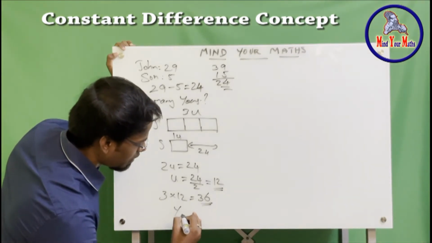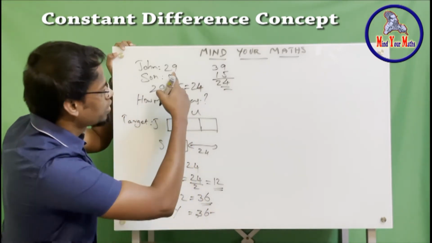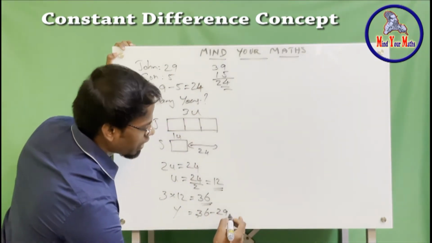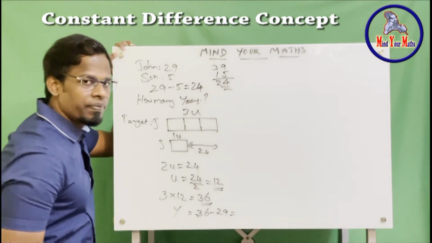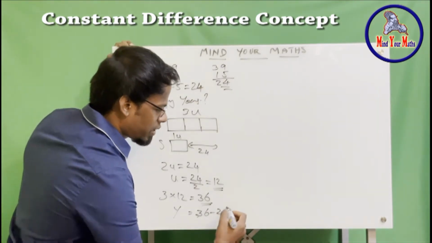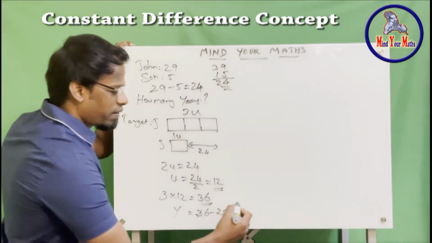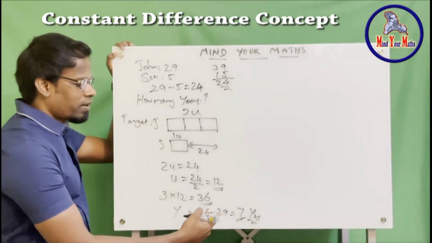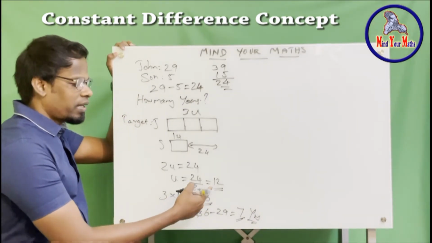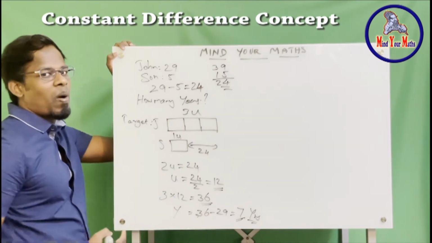The number of years equals 36 minus 29. 29 is equal to how much? Yes, exactly, 7 years. So in 7 years' time, John will be 3 times older than his son. Now we found this using the model method.